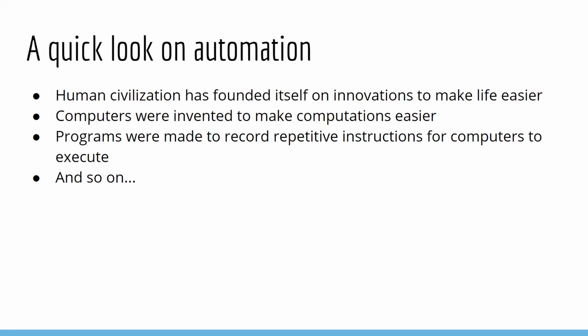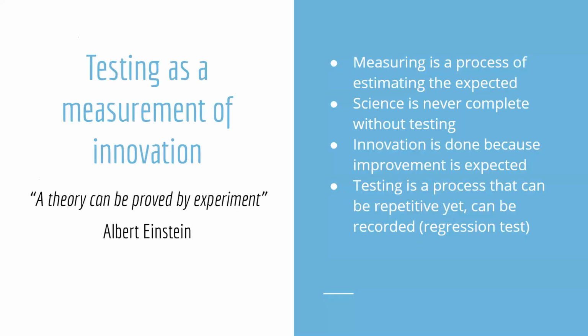So all of these improvements will not make its way without actually testing them so that we would know if that is what we really need. So measuring is a process of estimating the expected. Then science is not complete without testing. Since innovation is somewhat a product of science, it is done because, well, improvement is expected. So that's why testing is a measurement of innovation.